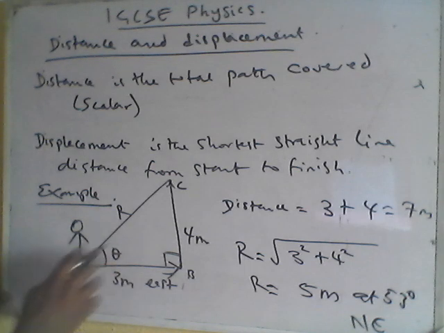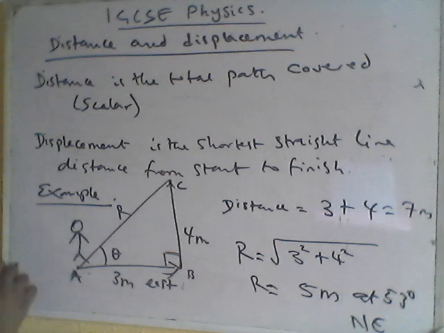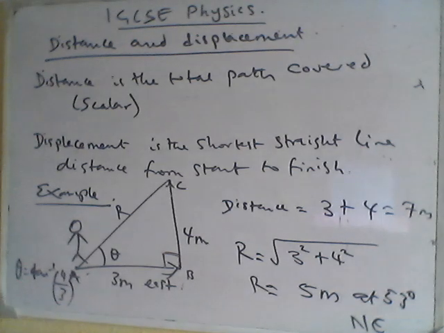How did we get this angle? I say theta is equal to the tan inverse of 4/3. This is opposite over adjacent, 4/3. So you get that as the angle.